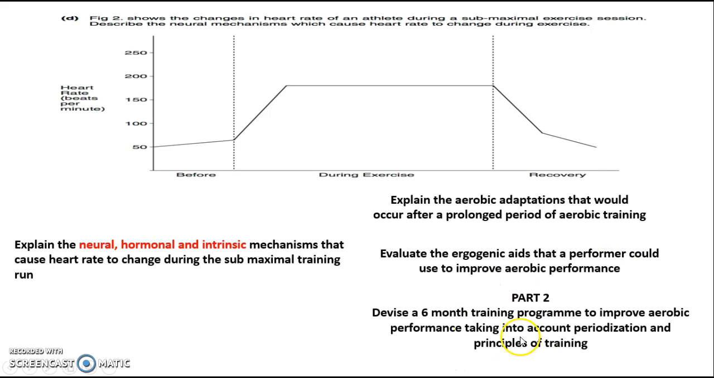Finally, over a 6-month period, devise a training program to improve aerobic capacity for the aerobic runner or the middle distance runner or whatever they put in the scenario, taking into account periodization and principles of training. Now you don't actually get principles of training directly referenced in your specification, but knowing about them just allows you to structure this part of the answer. So they're the three potentials. I'm going to go through those and we'll spend a little bit of time on each one. So we'll start off with part one then. Let's have a look at how you would structure part one. And remember, a synoptic question asks you to link.